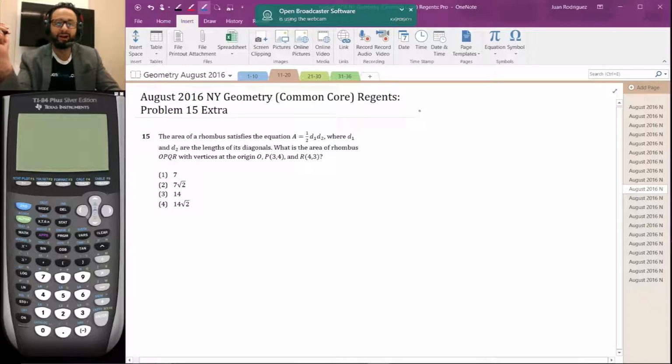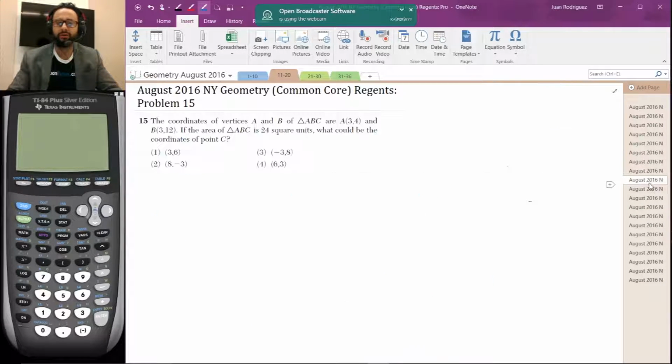Today we're working on the August 2016 New York Geometry Common Core Regents exam, problem number 15. If you want to access these exams anywhere in the world, go to nysedregents.org and click on the appropriate tabs.